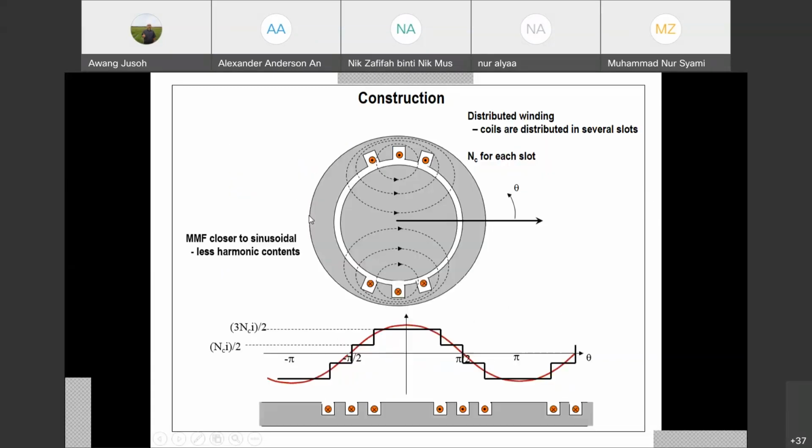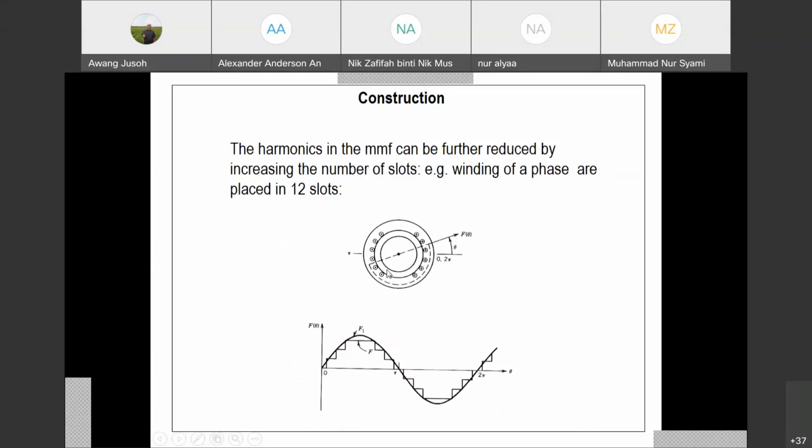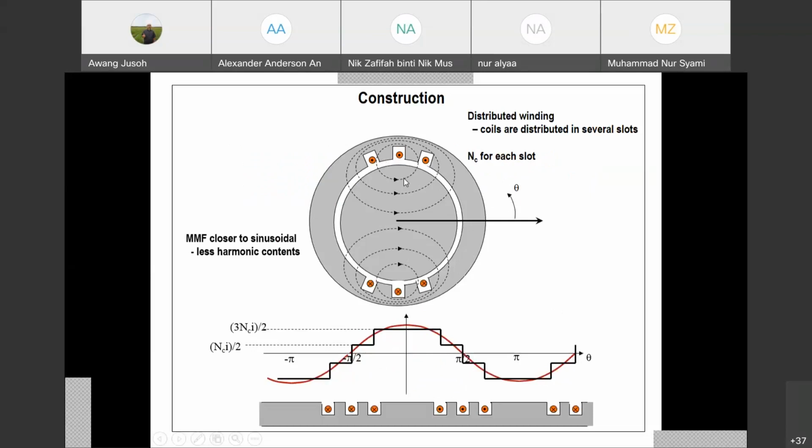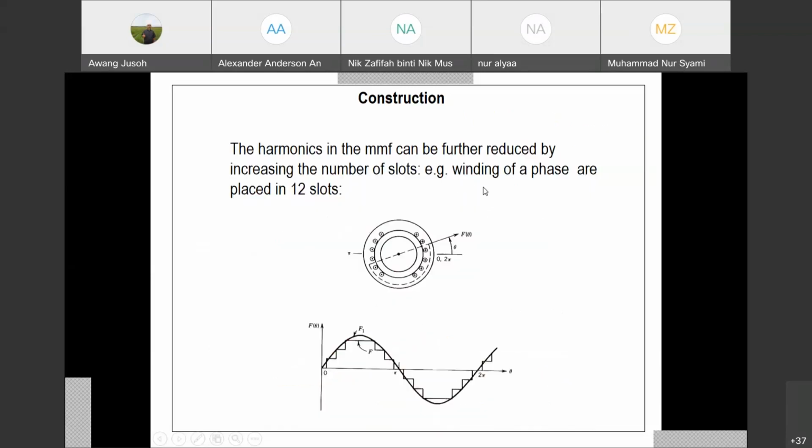Okay, the harmonic content in the MMF of phase A, for example, can be further reduced by increasing the number of slots. So the bigger the number of slots we use, not just 3 slots, right? We have this kind of waveform. So the bigger the number of slots, the smoother the MMF produced. This example is winding of phase A placed on 12 slots, for example. You got 6 here and 6 here, then it looks like this. So it's much closer to the sinusoidal. That's why we need distributed winding for the stator, because of this reason.